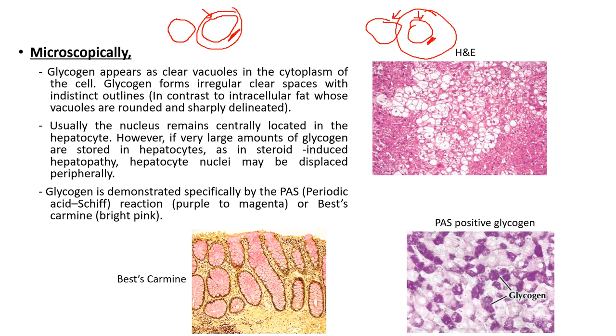So to know the difference between fatty change and glycogen infiltration or water, you can use special stain as we mentioned before. The glycogen has some special stains like periodic acid Schiff. This technique stains the glycogen purple to magenta, as you see here, or Best's carmine, and this stains glycogen bright pink in color.